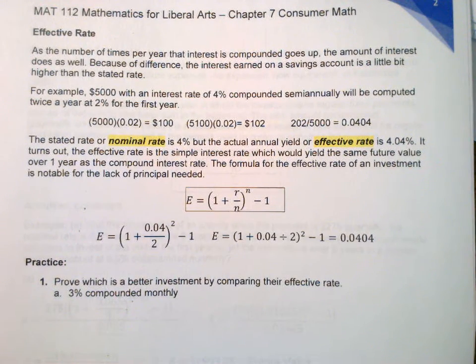All right, effective rate. As the number of times per year that interest is compounded goes up, so as n increases, the amount of interest does as well. We saw that on the last page.